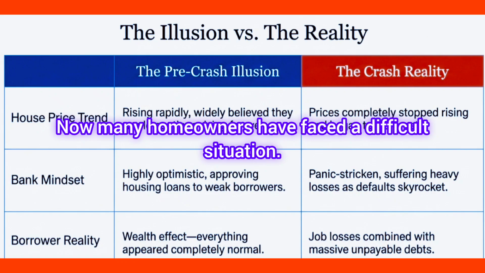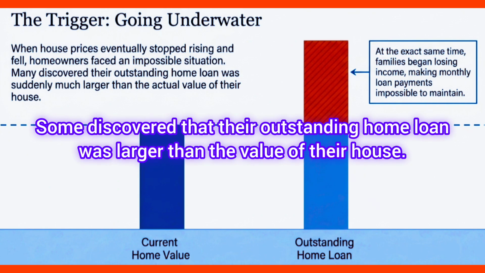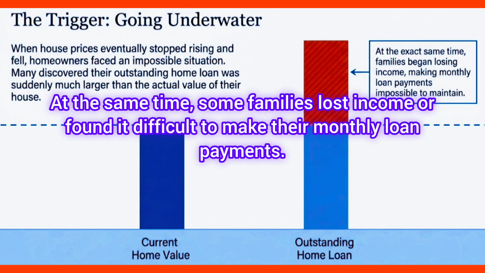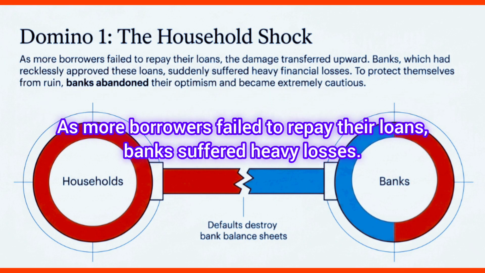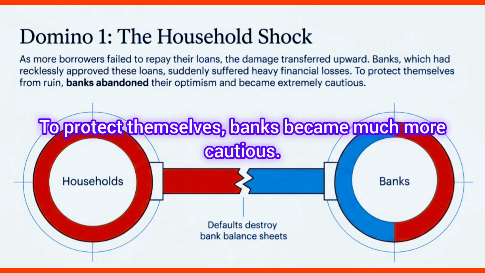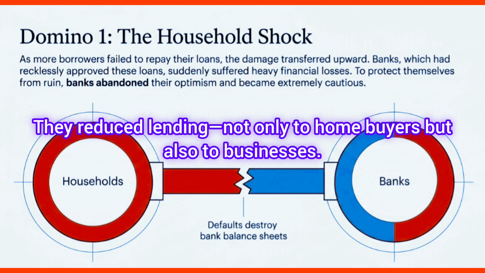Now many homeowners faced a difficult situation. Some discovered that their outstanding home loan was larger than the value of their house. At the same time, some families lost income or found it difficult to make their monthly loan payments. As more borrowers failed to repay their loans, banks suffered heavy losses. To protect themselves, banks became much more cautious. They reduced lending not only to home buyers but also to businesses.